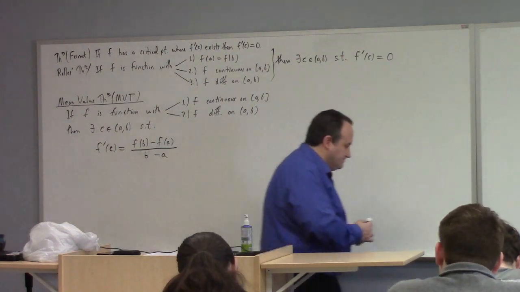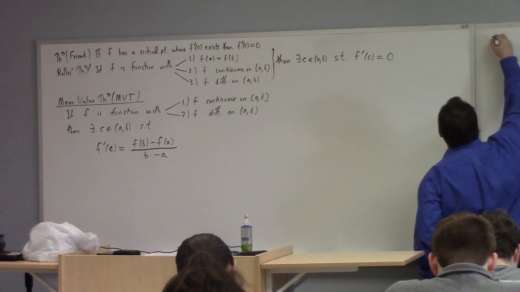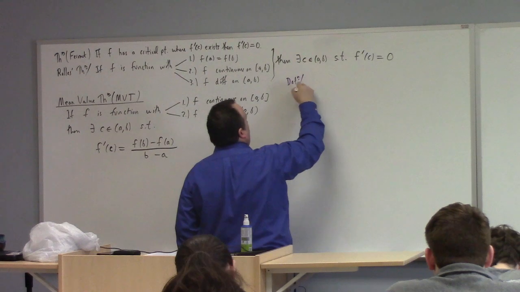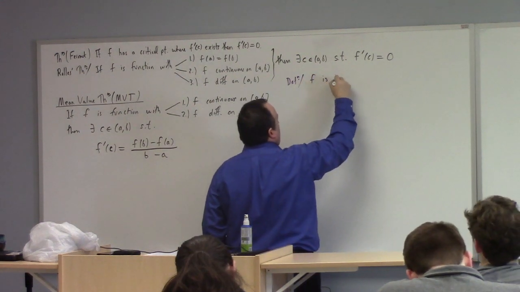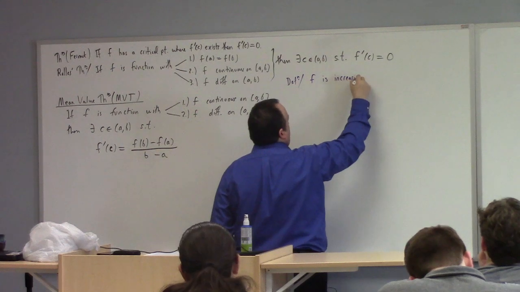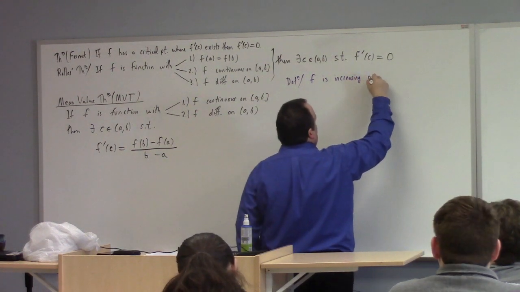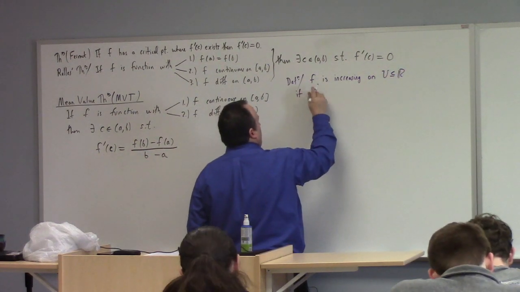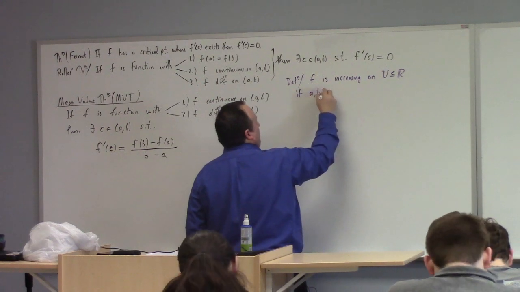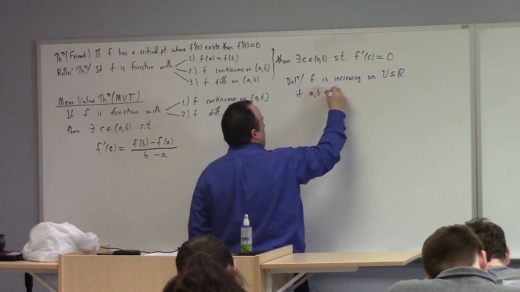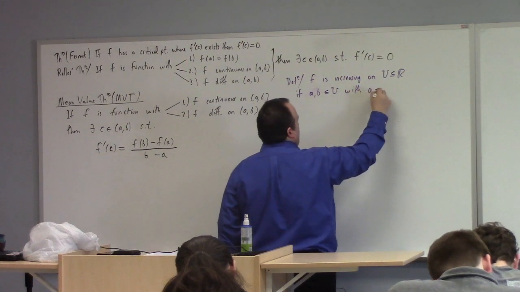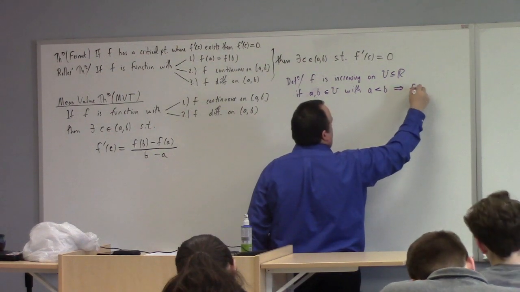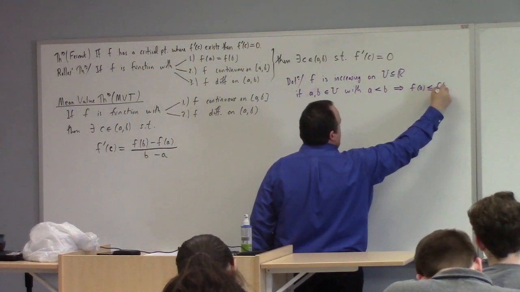I will go on now. Definition: f is increasing on U, which is a subset of the reals, if a, b in U with a less than b implies f of a less than or equal to f of b.